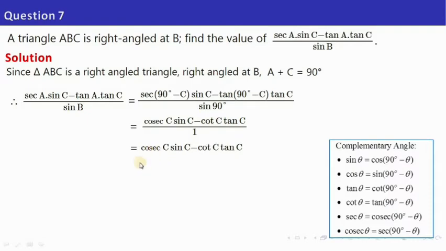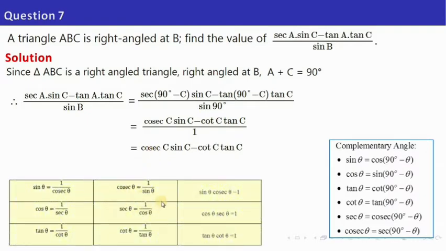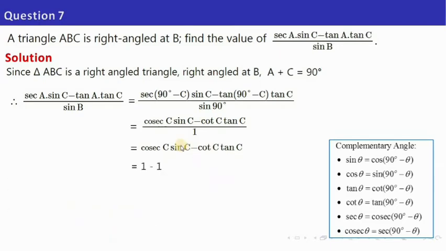Now let us go back to the reciprocal relation. We know that cosec theta into sine theta will be 1, so cosec C into sine C will also be 1. Similarly, tan theta and cot theta product will also be 1, that means cot C into tan C will also be 1. So this is 1 and this is also 1. 1 minus 1 is 0. So my answer for this will be 0. You may pause the video to note down.